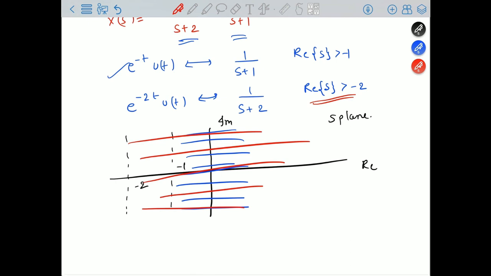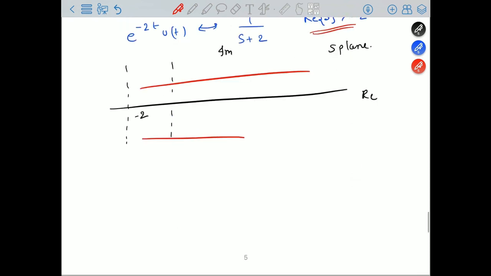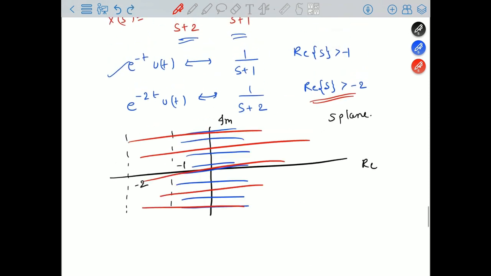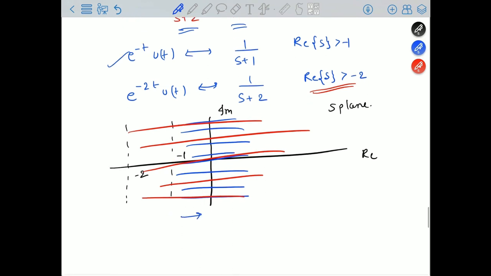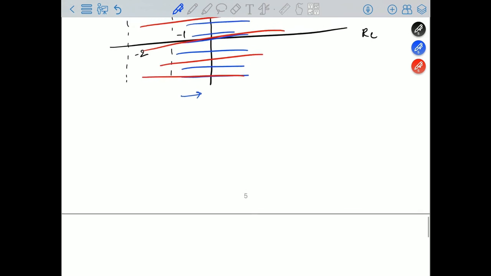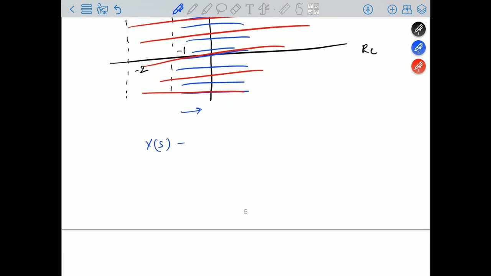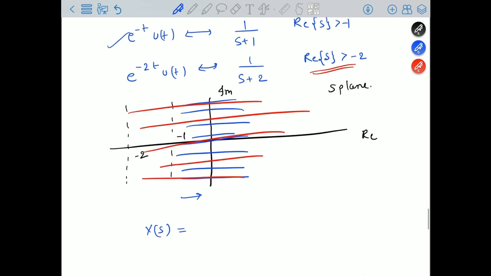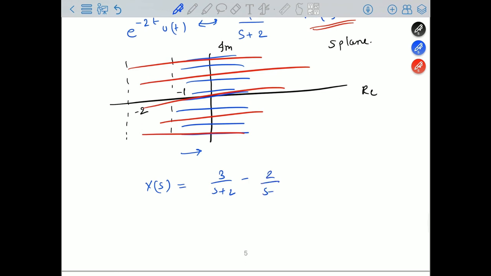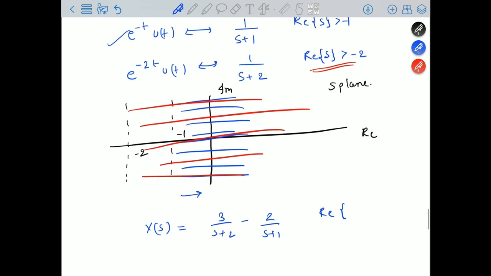So what will be the common area? The common area will be this. The region where the real part is greater than minus 1 will be the common region of convergence. So what will be the final expression? X(s) for the given function will be represented as 3 over s plus 2 minus 2 over s plus 1, and the region of convergence for this expression will be the real part of S greater than minus 1.